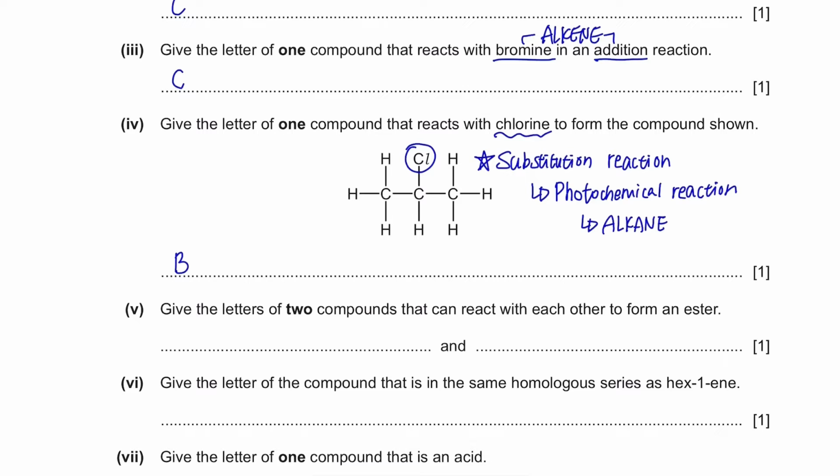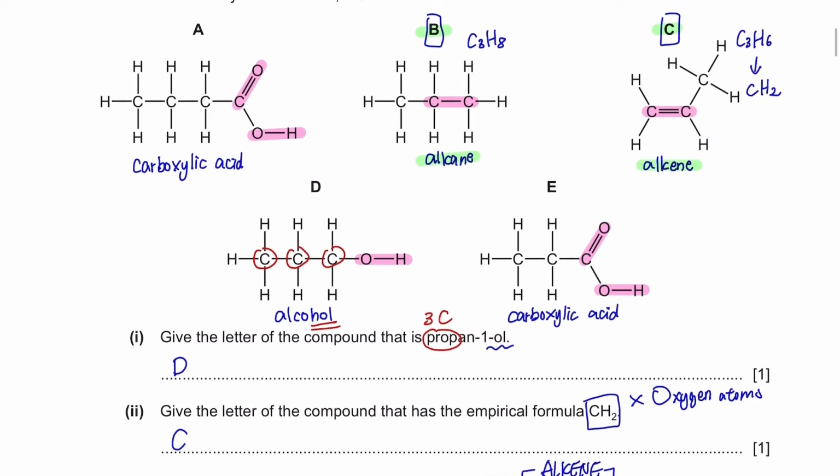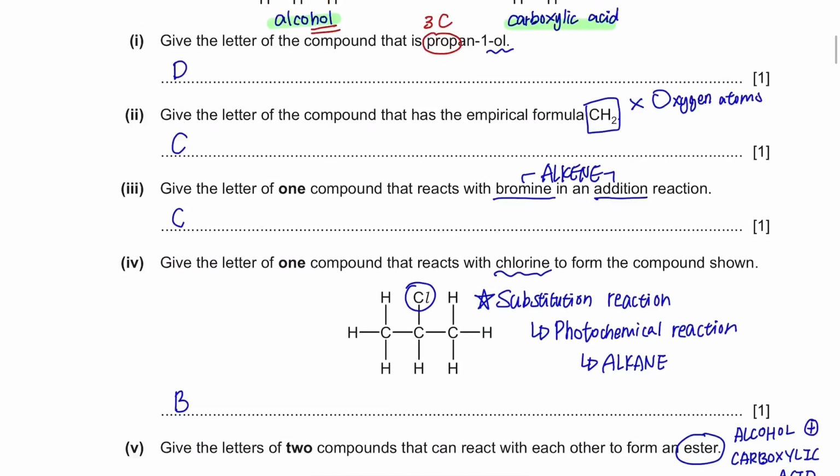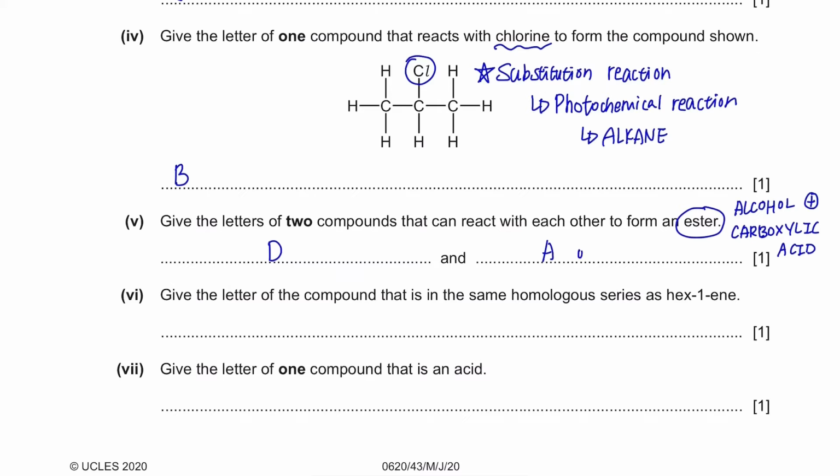Give the letters of 2 compounds that can react with each other to form an ester. Well, an ester is formed by a reaction between an alcohol and a carboxylic acid. So we have one alcohol here, compound D, and we have 2 carboxylic acids, compounds A and E. You just have to write either one of them, so the answer can be D and A or D and E.